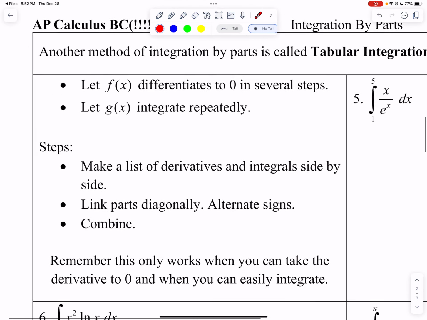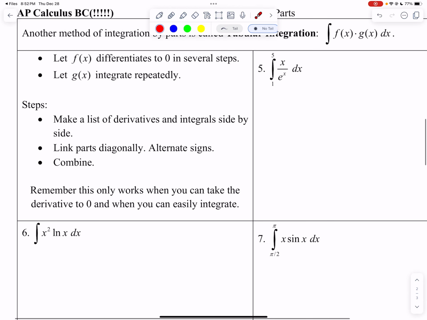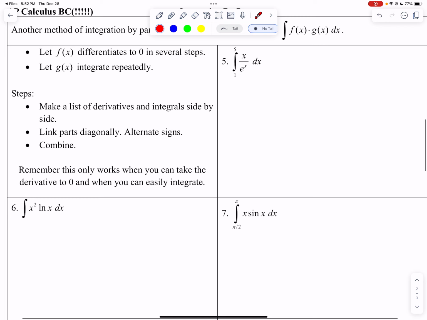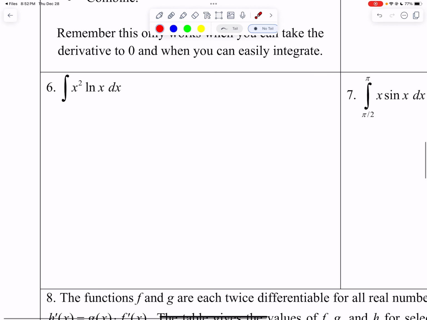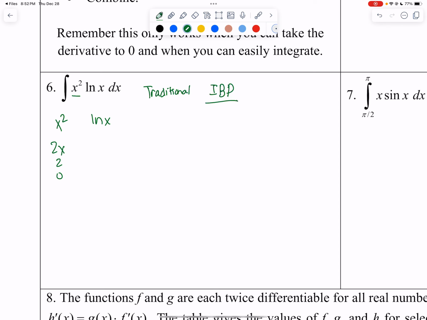In these examples right here, I don't tell you if you could use the tabular integration method or not. You're just going to have to figure that out by yourself. So, like number 6 right here, I can integrate x squared, but the integral of ln x, I can't do that. So for number 6, you're probably going to have to stick with the traditional integration by parts and do that way.